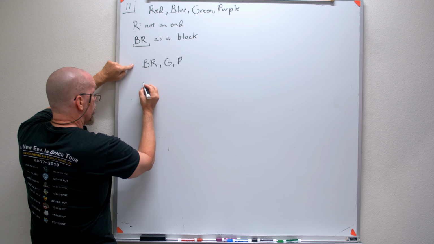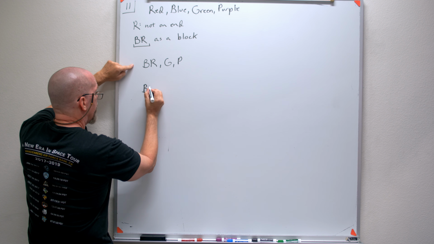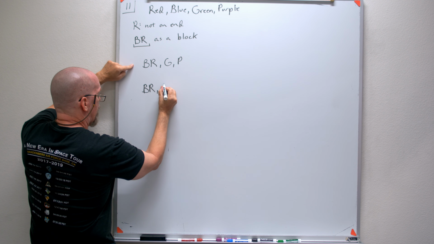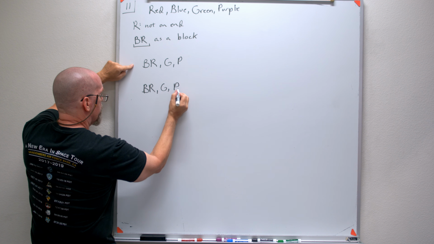We could start with blue-red, which means our second one is going to be green, third one's going to be purple.